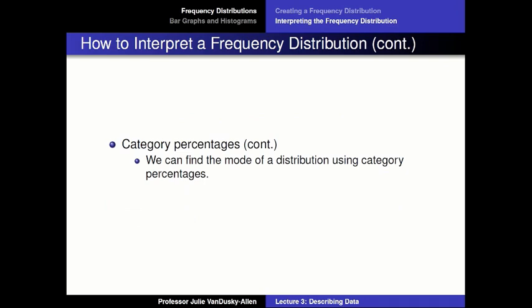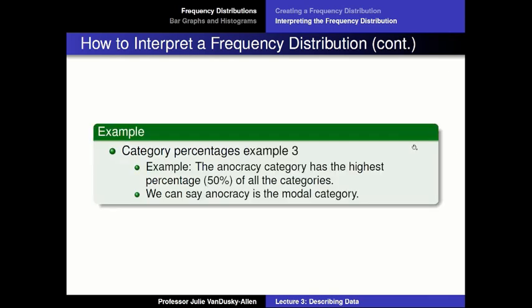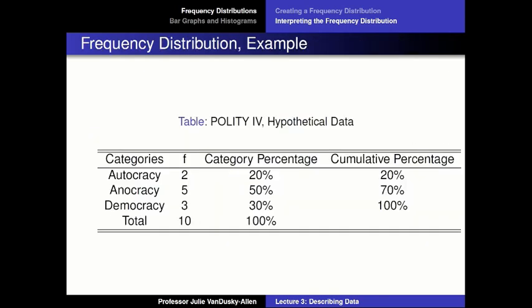Because the category percentage column tells you the percentage of observations within the variable that fit within each category, you can use the category percentage column to find the mode of a variable. The mode is just the category with the highest category percentage in the table. So, for example, anocracy has a category percentage of 50%, which is the highest value in the category percentage column. So anocracy is the mode for this variable. It is the most common category amongst the observations.